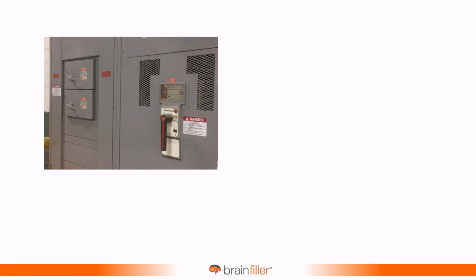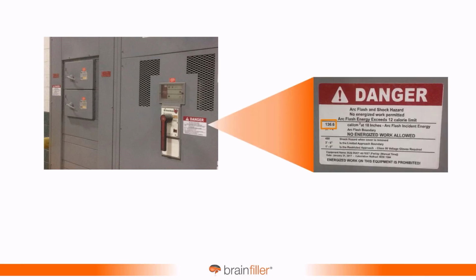This might look familiar for some of you. If you look closely at the label, we have an incredibly high incident energy. This is an age-old problem. This one, it's over 130 calories per square centimeter. I'm sure many of you have run into this. Normally, what causes such incredibly high levels of incident energy is the arc duration. It's not that the arc would last like forever, but the calculations will sometimes indicate that.